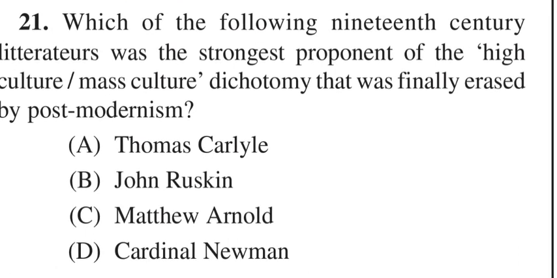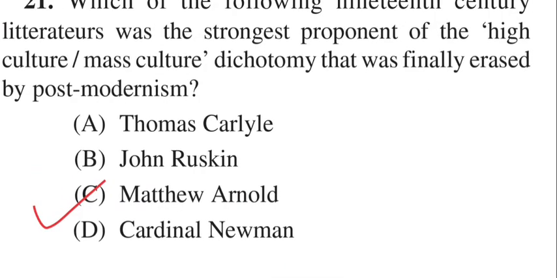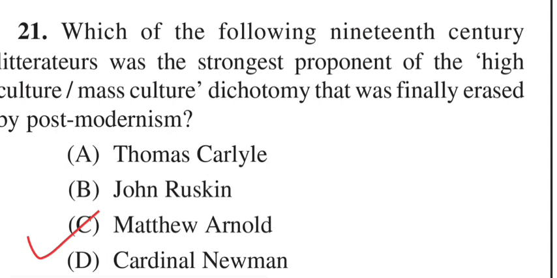Likewise, 21, which of the following 19th century literators was the strongest proponent of the high culture, mass culture dichotomy that was finally erased by postmodernism? I will repeat the question. It's a very important question. You must know about it. Do your own research. Thomas Carlyle, John Ruskin, Matthew Arnold, Cardinal Newman. Number C is the correct answer. That is Matthew Arnold. He has done that.